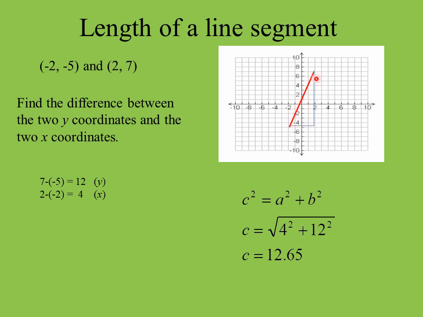This is 4. The vertical rise of y is 12. So if that's 4, that's 12. Pythagoras tells us that that's 12.65. Now, a lot of really difficult algebra there. I don't expect you to remember it all at once.